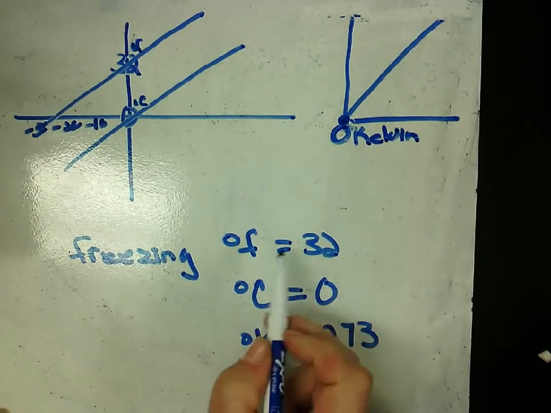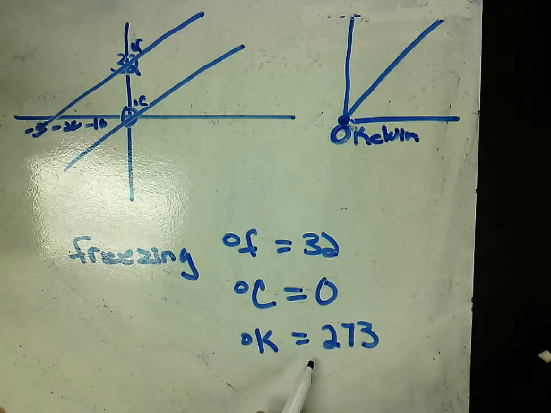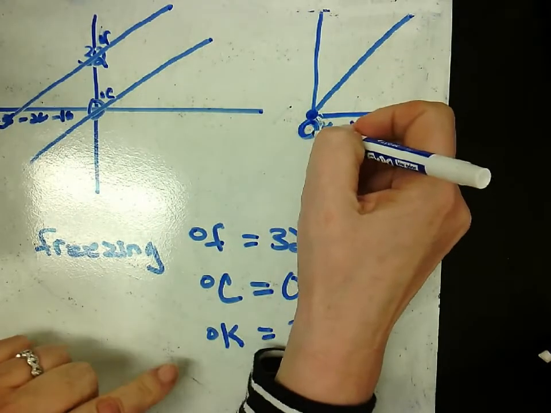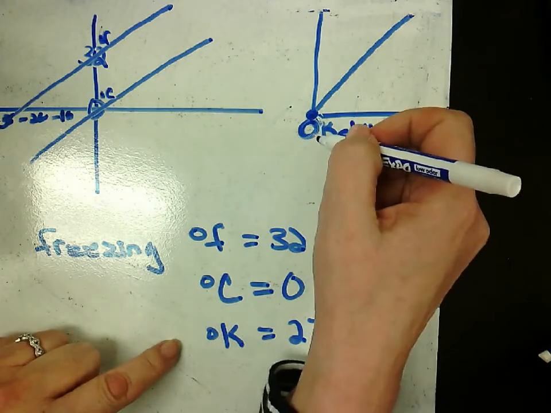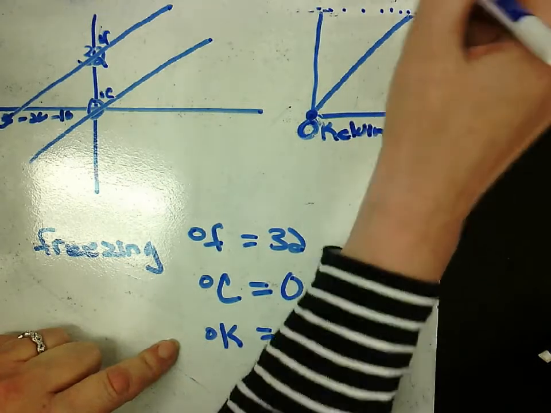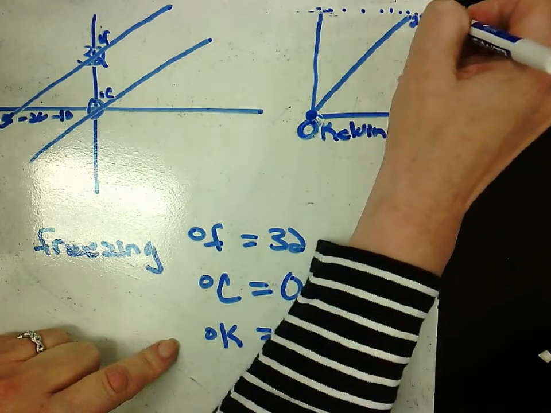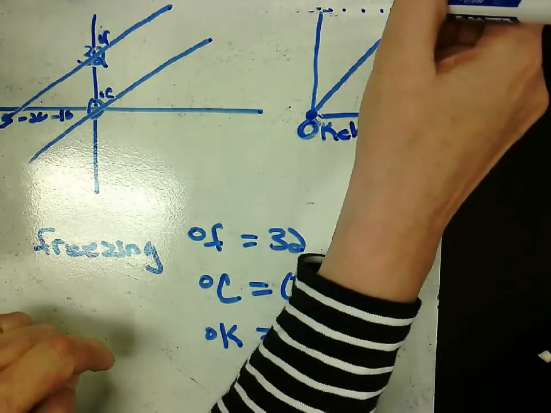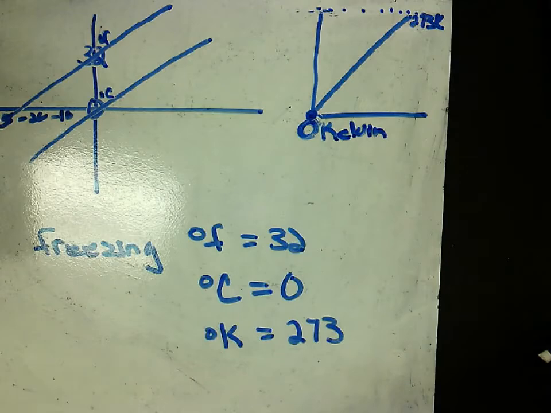Again, freezing is 32 degrees Fahrenheit, 0 degrees Celsius, and 273 Kelvin. So absolute 0 is where motion ceases to exist. But water actually freezes somewhere up here, which is 273 Kelvin, and that happens to be 32 degrees on the Fahrenheit scale and 0 on the Celsius scale.